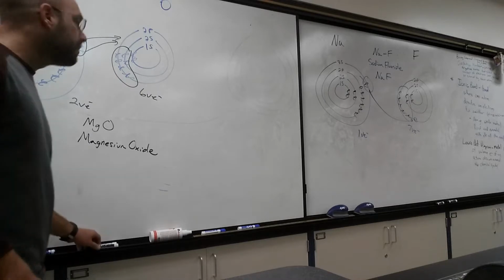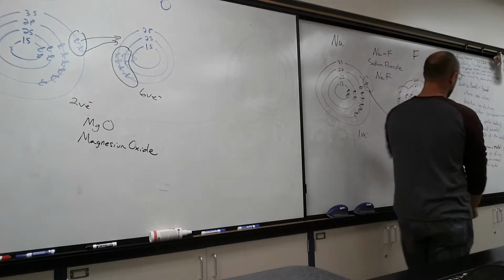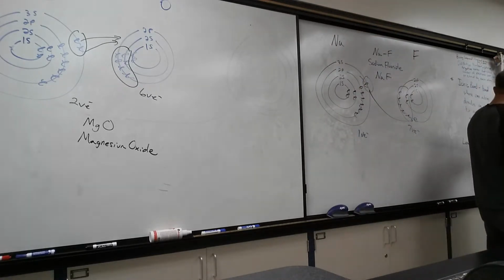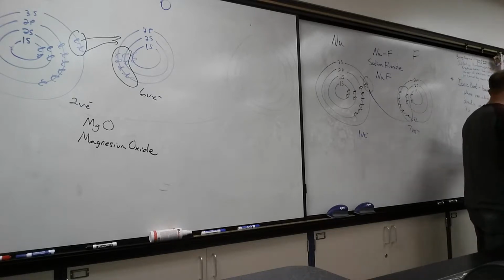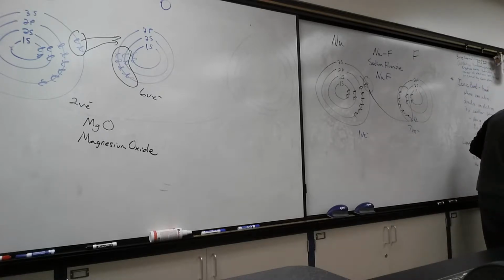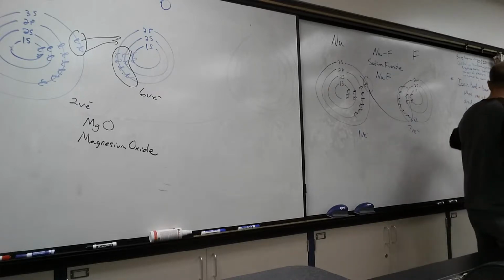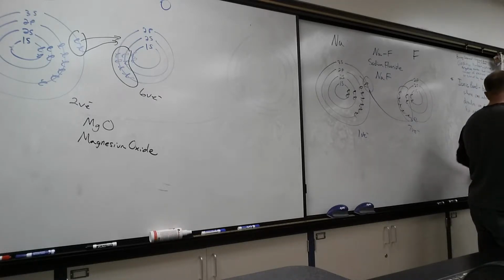Now I want to show you a Lewis dot diagram real quick. The Lewis dot diagram is the way to model the valence electrons of an atom by drawing them around the chemical symbol.